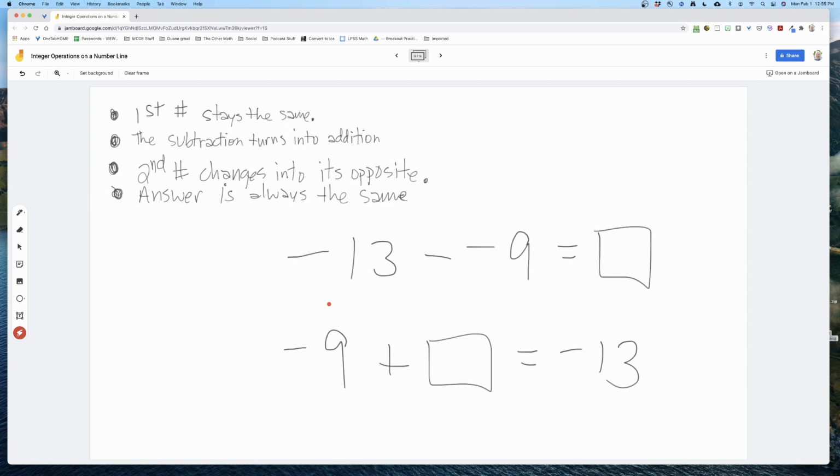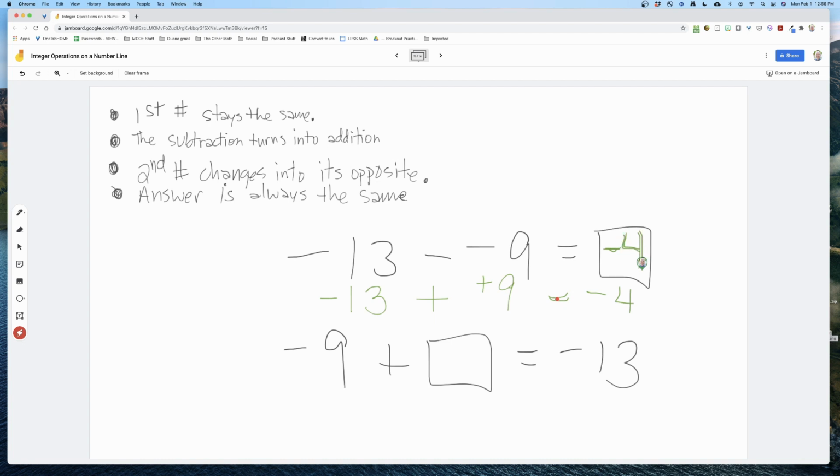So the first number stays the same, so that negative 13 stays the same. Then the subtraction turns into an addition, so the minus sign turns into a plus sign. Then the second number changes into its opposite, so that negative 9 becomes a positive 9. And then we can do negative 13 plus 9, and we get that the answer is negative 4.